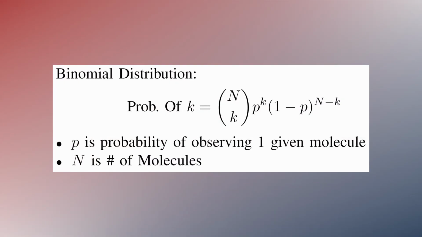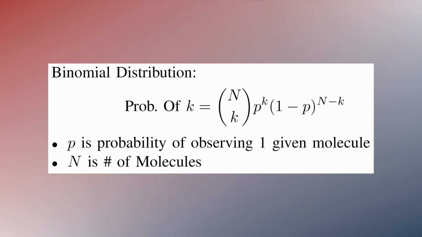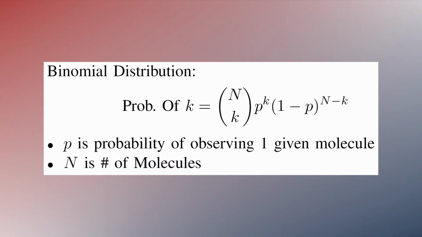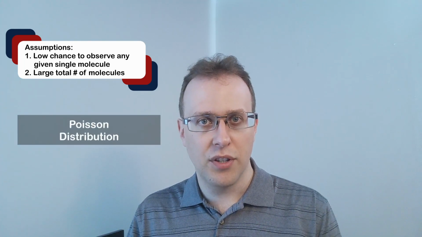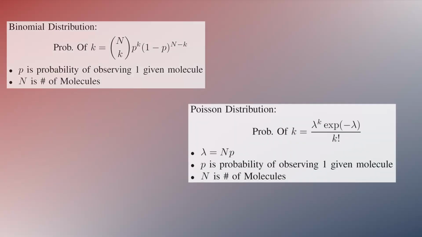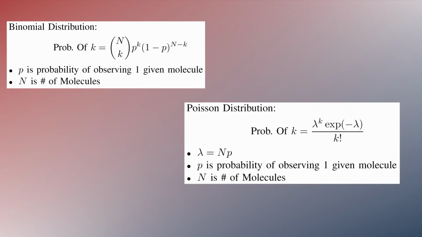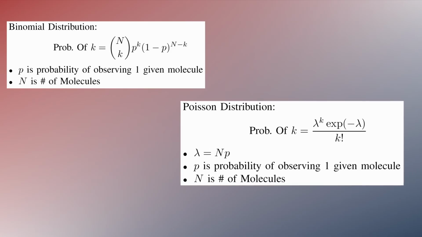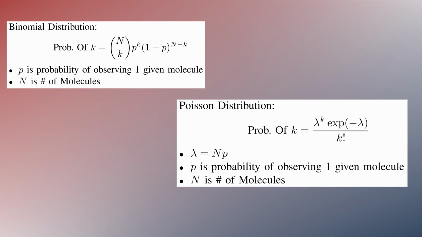It turns out that the binomial distribution can be challenging to use, so there are two popular approximations. First, if the chance of seeing any one molecule is small, but the overall number of molecules released is high, then it's accurate to use the Poisson distribution, whose average is the multiplication of chance of seeing one molecule and the total number of molecules. Second, if the average is high enough, then we can approximate the Poisson distribution with the Gaussian distribution.